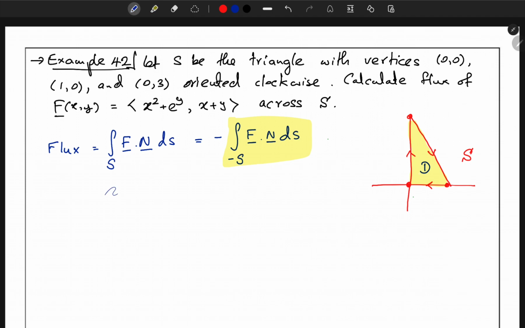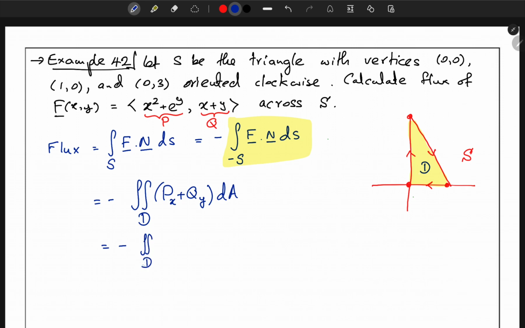Okay, so let's use Green's theorem. We have the negative in front. This can be written as the double integral over the region D, and we are using the flux form. So it is P sub x plus Q sub y. What is P and Q? P is the first coordinate, Q is the second coordinate. So let's rewrite it. The double integral over the region D. P sub x is 2x. Q sub y is 1.